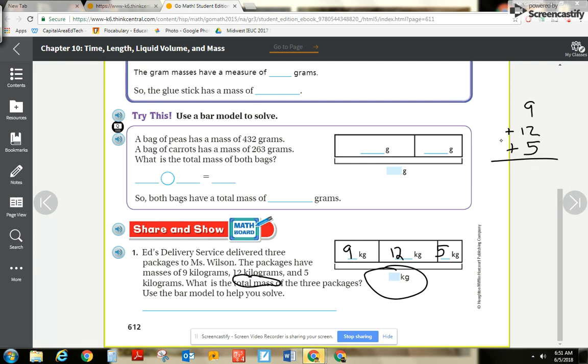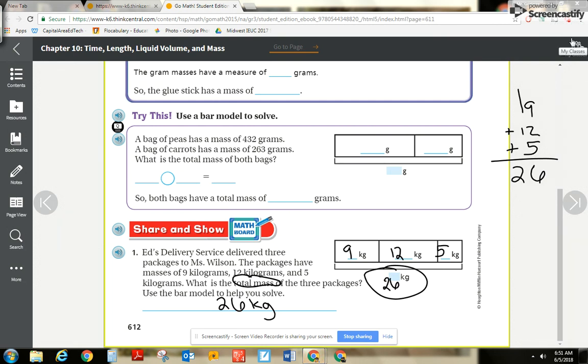I'm trying to look here to see how easy it would be to build a 10. And it's really not very easy here. So I'm just going to be careful. I see 9 plus 2 is 11. Then 11 plus 5 is 16. And I have to regroup that tens place. So there's 1, 2 tenths, so 26. 26 kilograms.